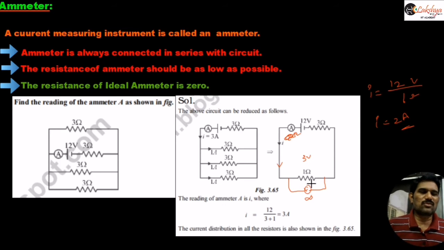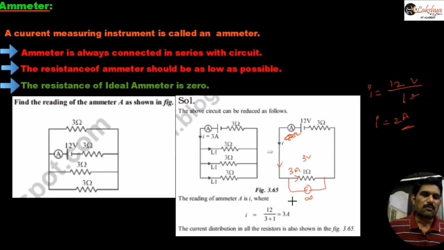But if it has some finite resistance... when it has infinite resistance, what will happen is, whatever the current flowing here, the total current will flow like this only. That 3 amperes will flow along this resistance only. No current flows through this voltmeter because infinite resistance is there. Infinite resistance is nothing but like an open circuit. That is in case of an ideal voltmeter.